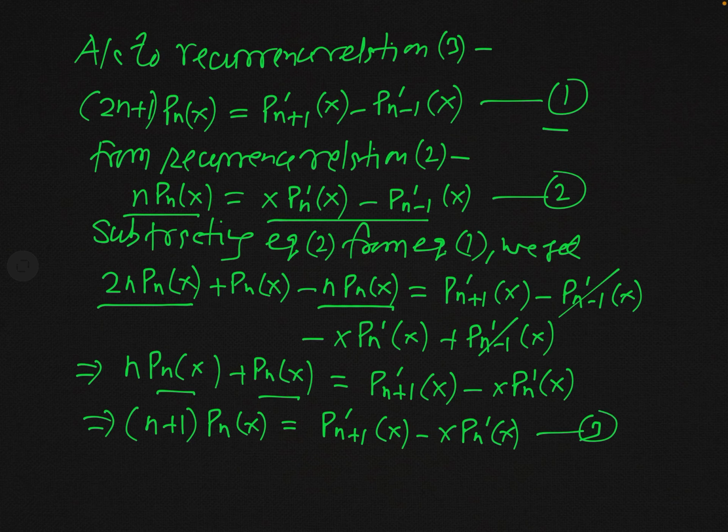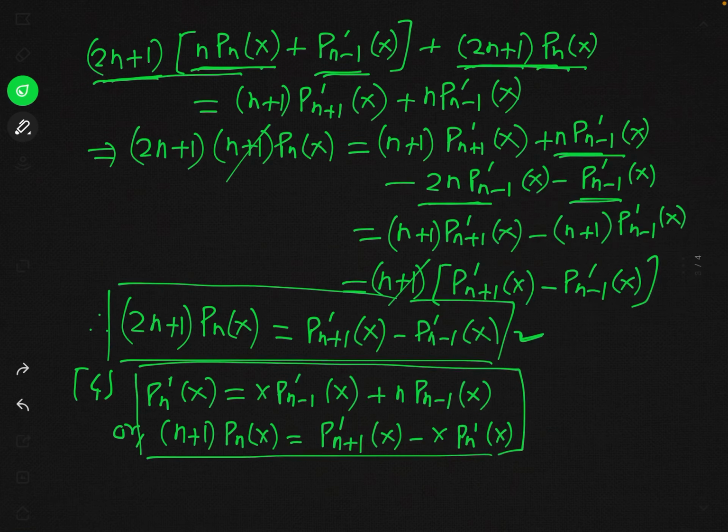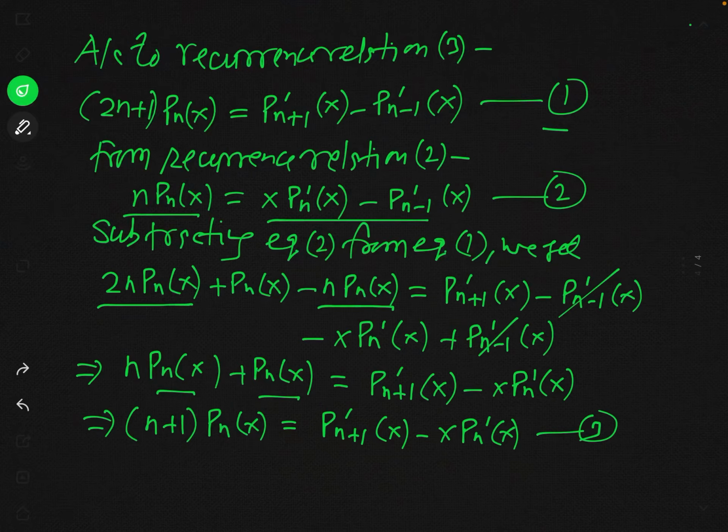Now you can see in our result, actually we have to prove n Pn of x equal to this much. But in our equation it is actually n plus 1 Pn of x. So you should remember here one trick. We will simply replace this n by n minus 1, because you know this is valid for any value of n.